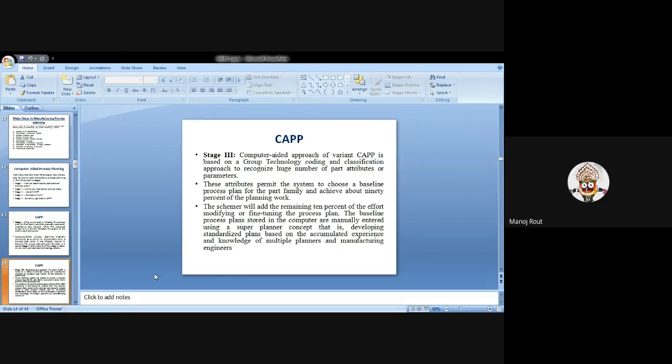The baseline process plan stored in the computer is manually entered using the super planner concept. So whenever you enter the cellular coding and classification approach to the machines with the help of synchronization of computers, the computer provides the basic commands regarding the process plan. And it also stores all the data related to manufacturing, manually entered, which converts to the super planner concept, developing the standardized plan.